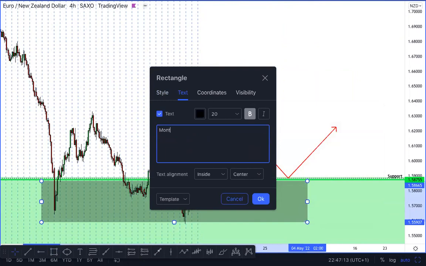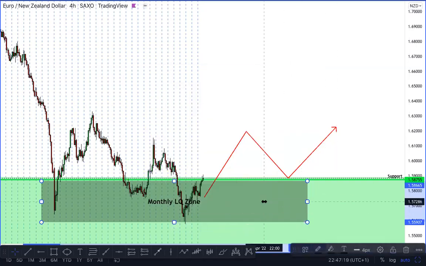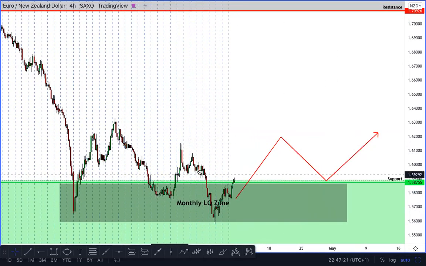Let's just put monthly LQ. So you can see this is what it's looking like right now. That's a monthly liquidity area. So you want price to find the support on this area here. If not, it can, at any given time, dip back into this area. As you've seen here, it did a huge sell to go down there.